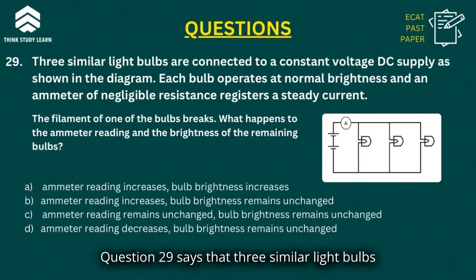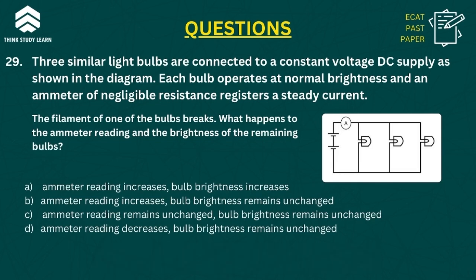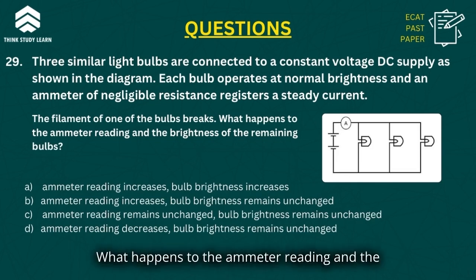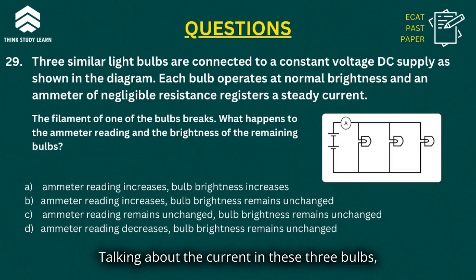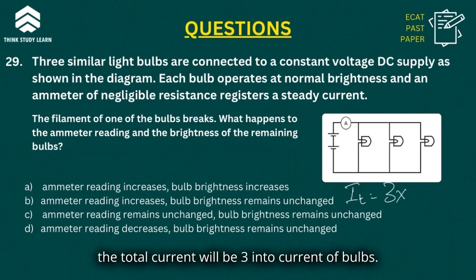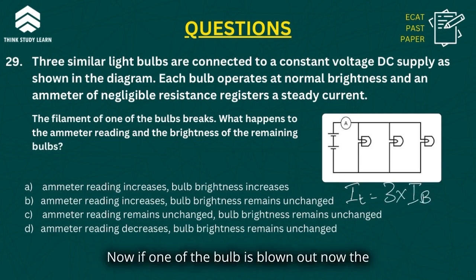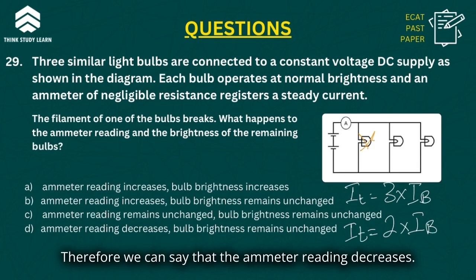Question 29 says that three similar light bulbs are connected to a constant voltage direct current supply as shown in the diagram. Each bulb operates at normal brightness and an ammeter of negligible resistance registers a steady current. The filament of one of the bulbs breaks. What happens to the ammeter reading and the brightness of the remaining bulbs? Talking about the current in these three bulbs, the total current will be 3 times the current of one bulb. Now if one of the bulbs is blown out, the total current will be IT equal to 2 times I of bulb. Therefore, we can say that the ammeter reading decreases.